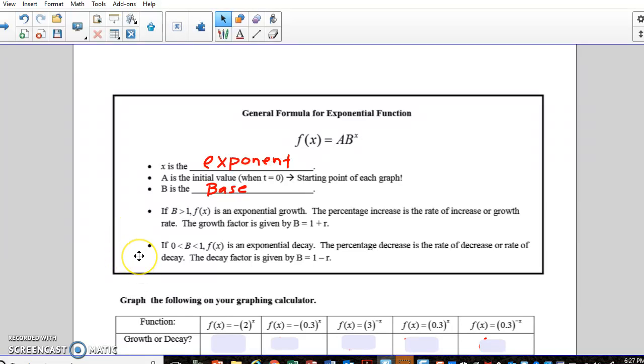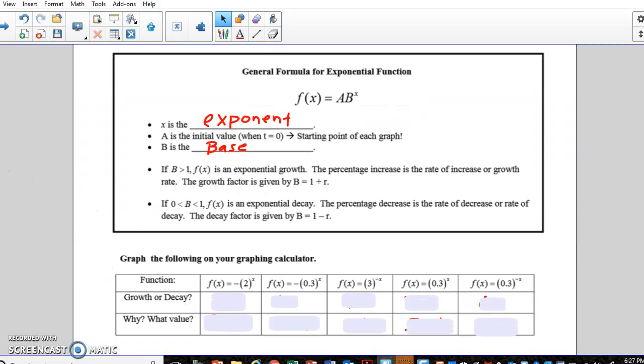And then, that's in contrast with exponential decay. If 0 is less than b, which is less than 1, then f of x is an exponential decay. The percentage decrease is the rate of decrease or rate of decay. The decay factor is given by b is equal to 1 minus r. Alright, let's actually see that play into effect. How do we actually use this?